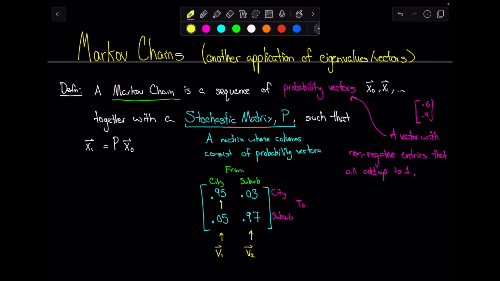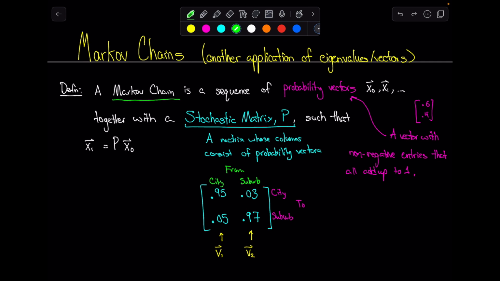So you'll notice that these columns add up to 1, which is very important. That's what we mean when we say this is a stochastic matrix P. It's a very fancy word, and the columns consist of these probability vectors. So back to the thing I was actually trying to define, which is what is a Markov chain.